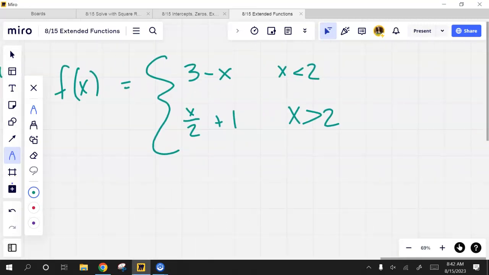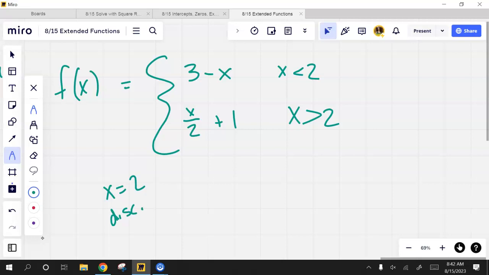I know there's going to be some type of discontinuity at 2, right? Do you see that? Because x is never actually 2. So something's going on at 2. I can already say at x equals 2, there's some type of discontinuity. Whether it's removable or non-removable, I don't know yet.